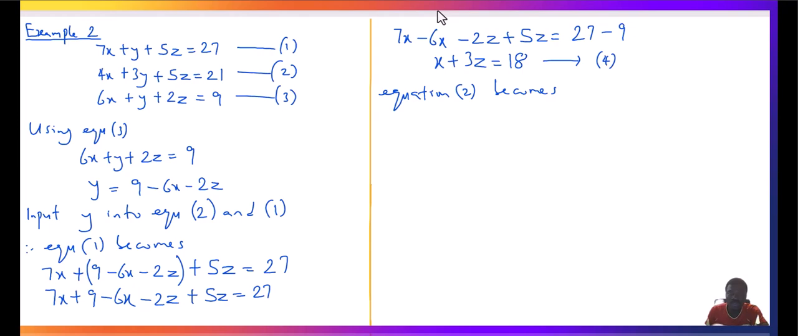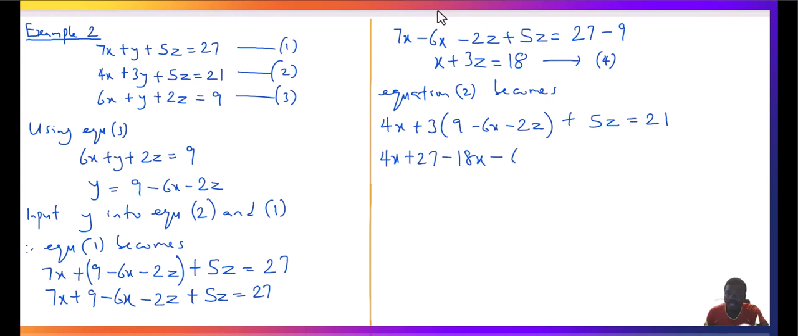So equation 2 becomes, I have 4x plus 3 multiplying the y. What is the y again? 9 minus 6x minus 2z. Then plus 5z is equals to 21. So let's open our bracket. I have 4x plus 27 minus 18x minus 6z plus 5z is equals to 21.